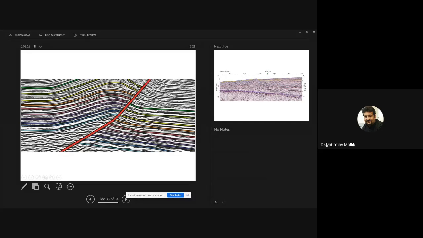Suppose this is my thrust, of course, right? You can see the hanging wall moves up. And if this is my cap, then I can expect the hydrocarbon column to go all the way up to this, right? Because that is my spill point. So here could be my accumulation. Not only here, I can also have accumulations here and form a stacked reservoir.